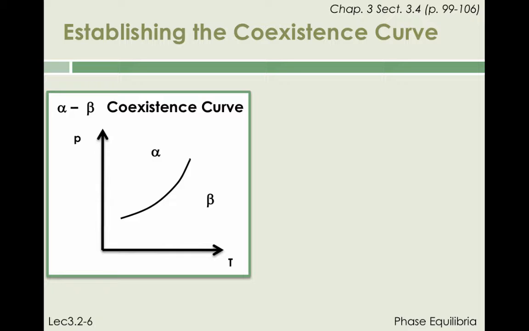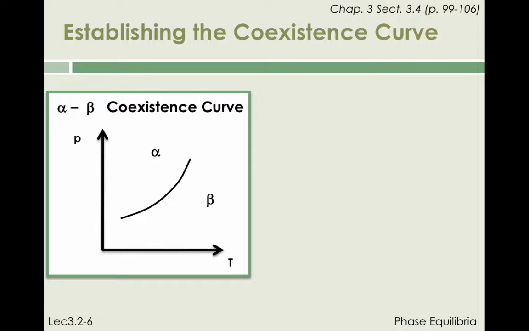The method we will follow consists in obtaining an expression for the slope dp over dt of the coexistence curve, and subsequently separating the variables p and t and integrating these differential expressions of p and t to obtain our desired relationship between the pressure and the temperature along the coexistence curve.